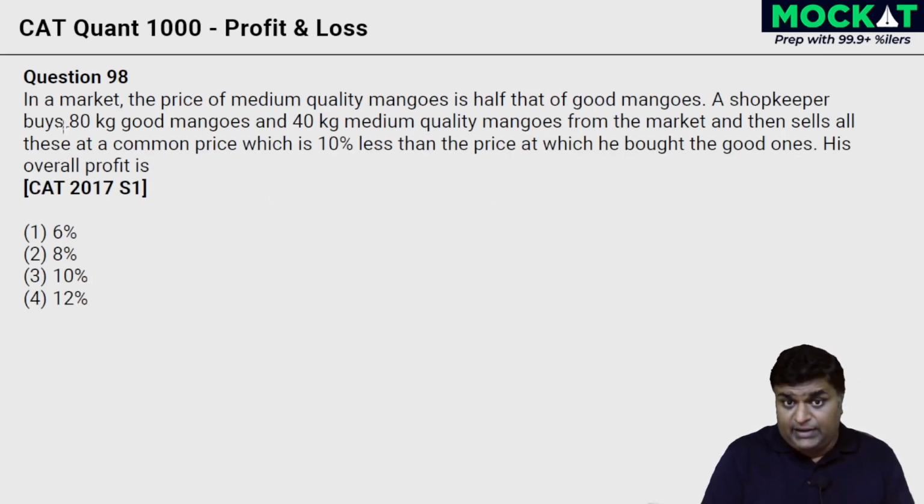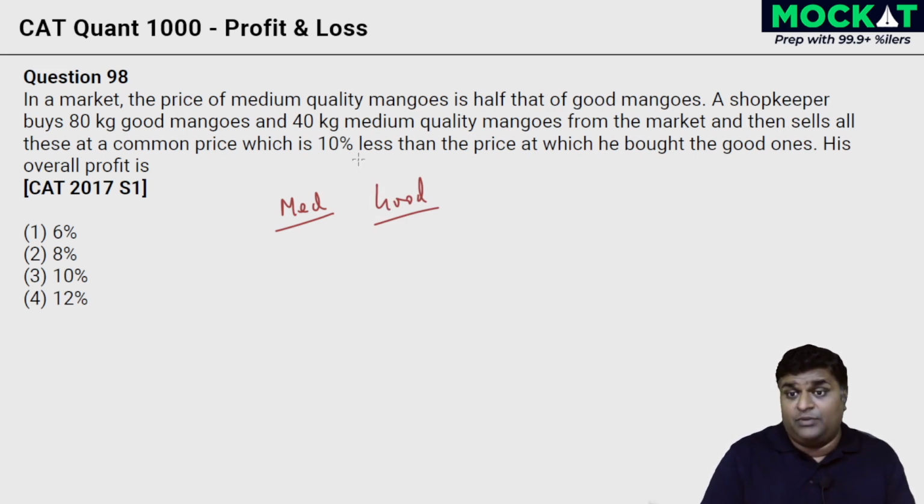On to question 98. In a market, the price of medium quality mangoes is half that of good mangoes. Okay. A shopkeeper buys 80 kg good mangoes and 40 kg medium quality mangoes. So you have medium and good. Very often we end up creating a table for these kind of questions. All right. Medium and good over here. The prices are not given. Okay. And then finally what's happening?